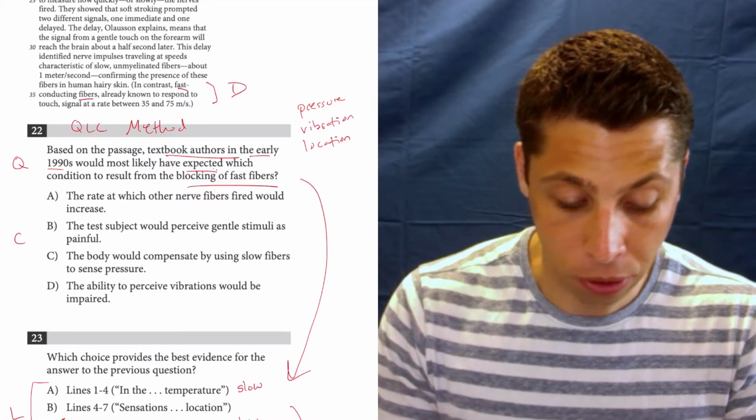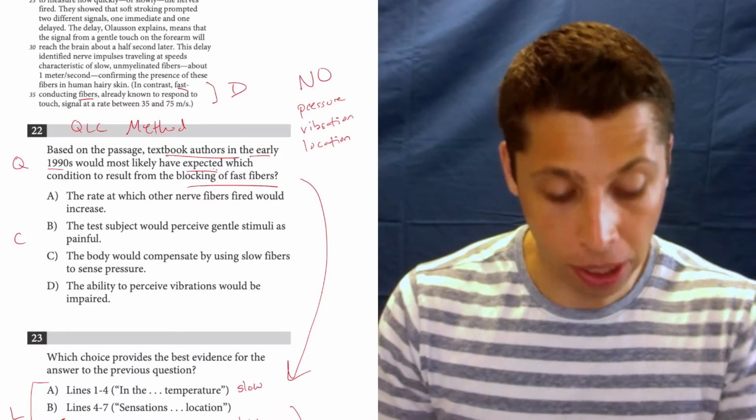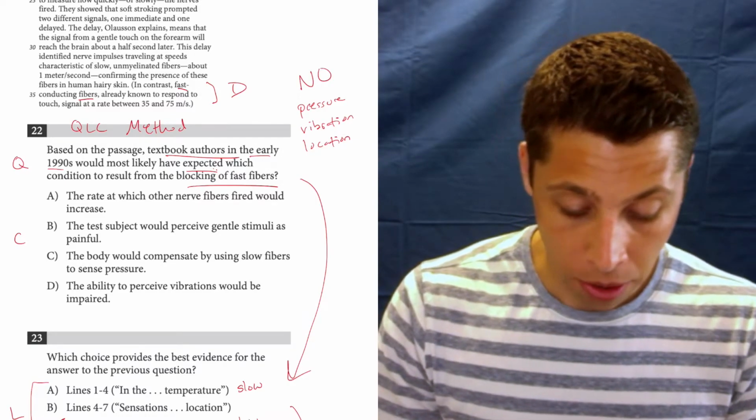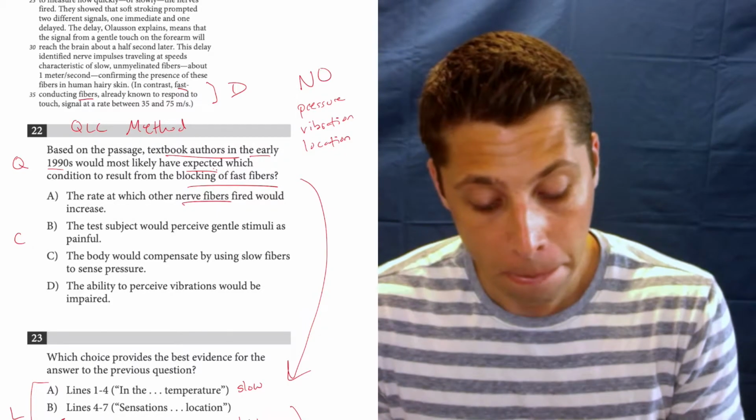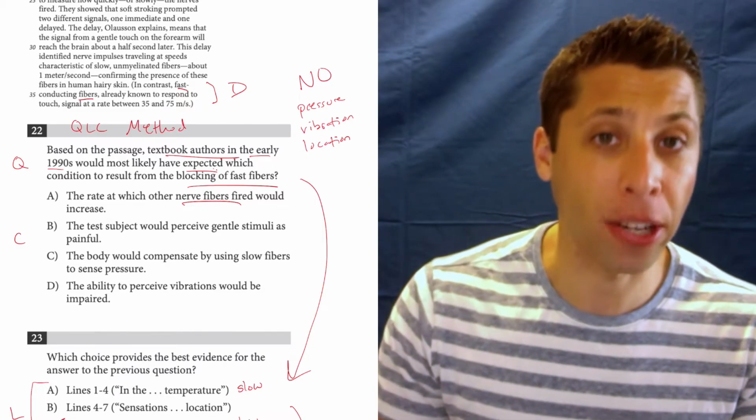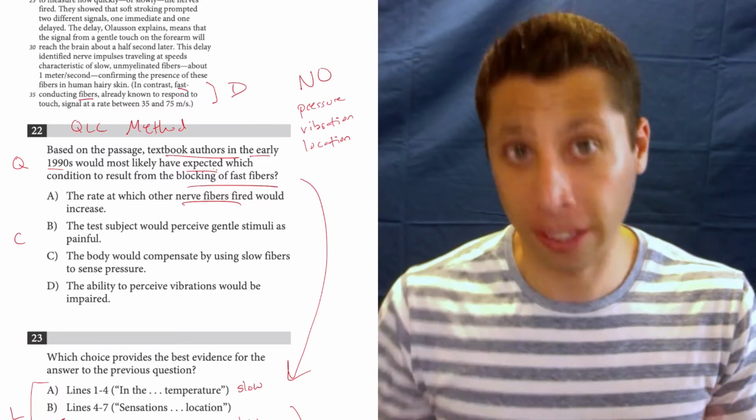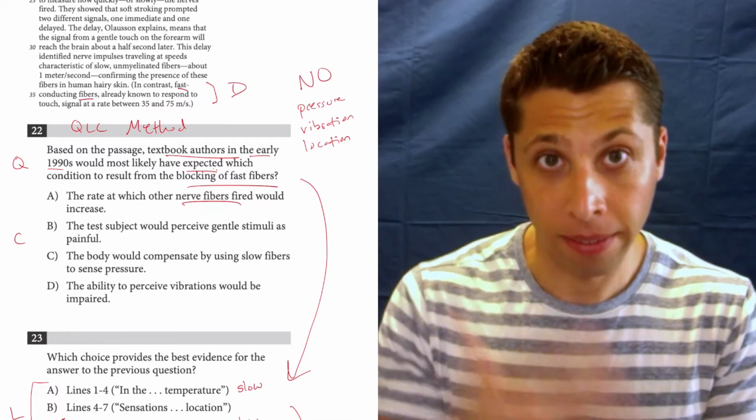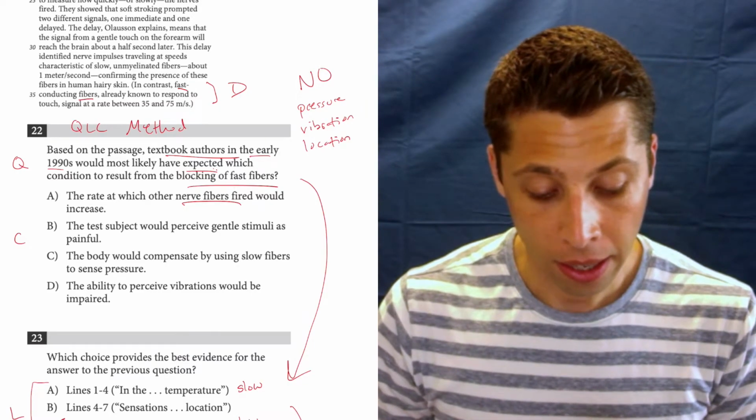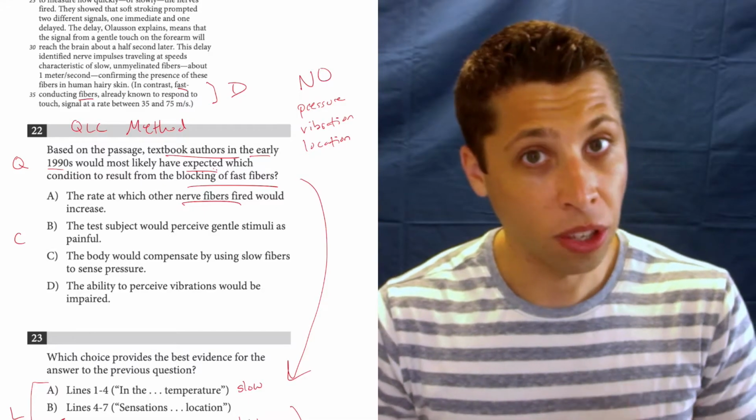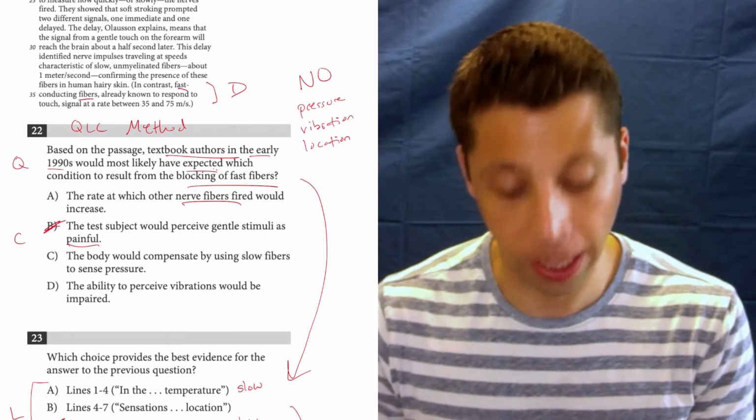So what do fast fibers do? They're pressure, vibration, location. So if they were blocked, we'd have no pressure, vibration, or location. The rate at which other nerve fibers fired would increase. Maybe, but that doesn't seem to match with what I just read. So that's a logical assumption, but I don't have evidence of that assumption. So that's not great. I'd love to have the evidence. B, the test subject would perceive gentle stimuli as painful. Well, there's nothing about pain here, so that seems wrong too. I don't like that one.